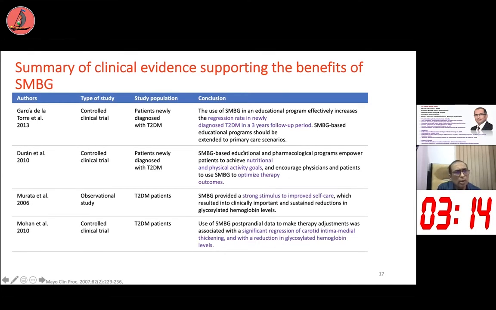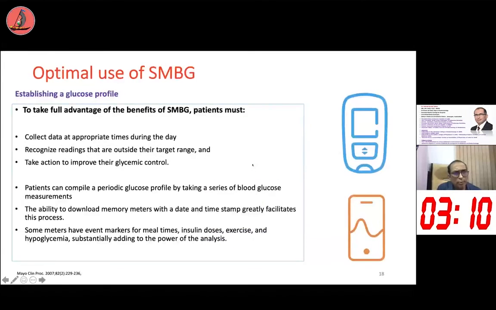Nutritional goals can be optimized by using SMBG and providing feedback, because it gives patients feedback in terms of this information. So to take full advantage of SMBG, we should establish a glucose profile, collect data at appropriate times during the day, recognize the readings that are outside the target range, and take actions to improve the glycemic control.